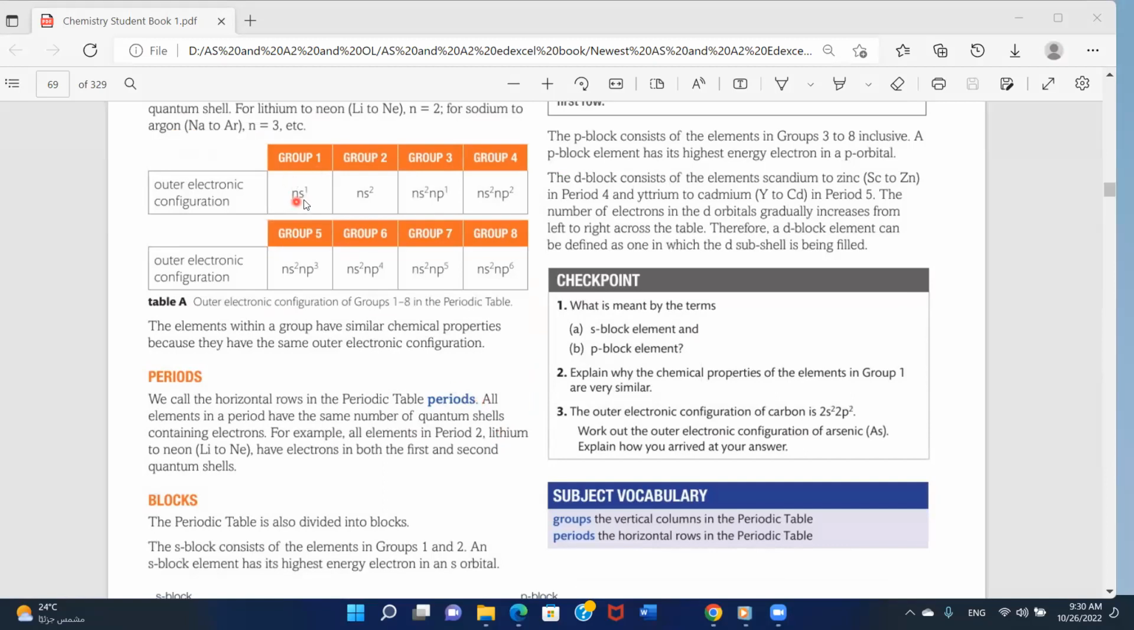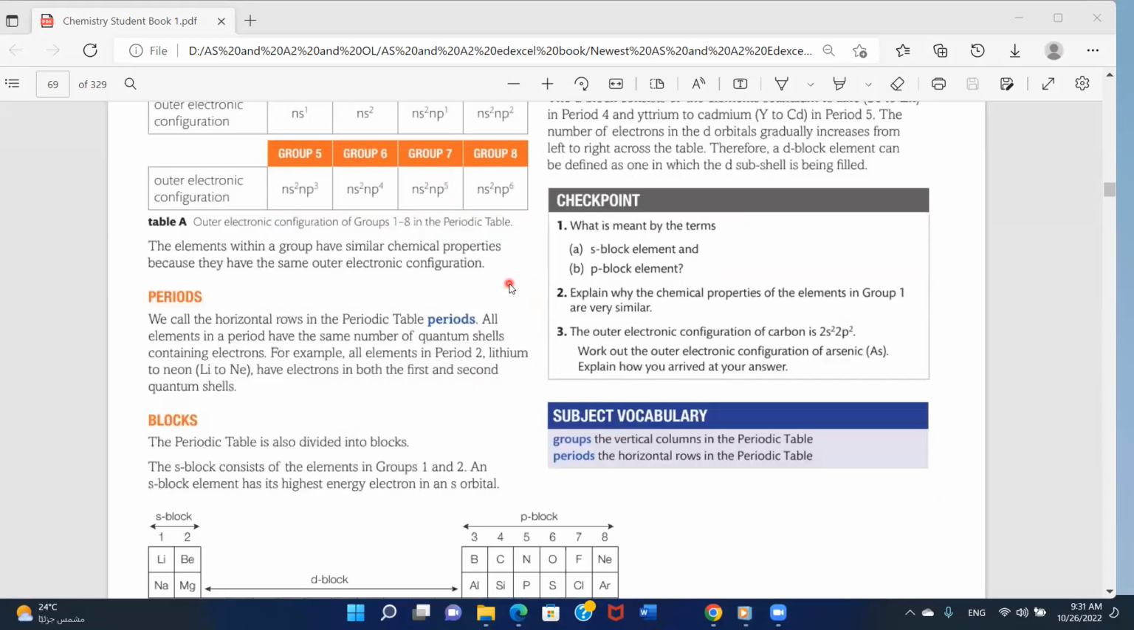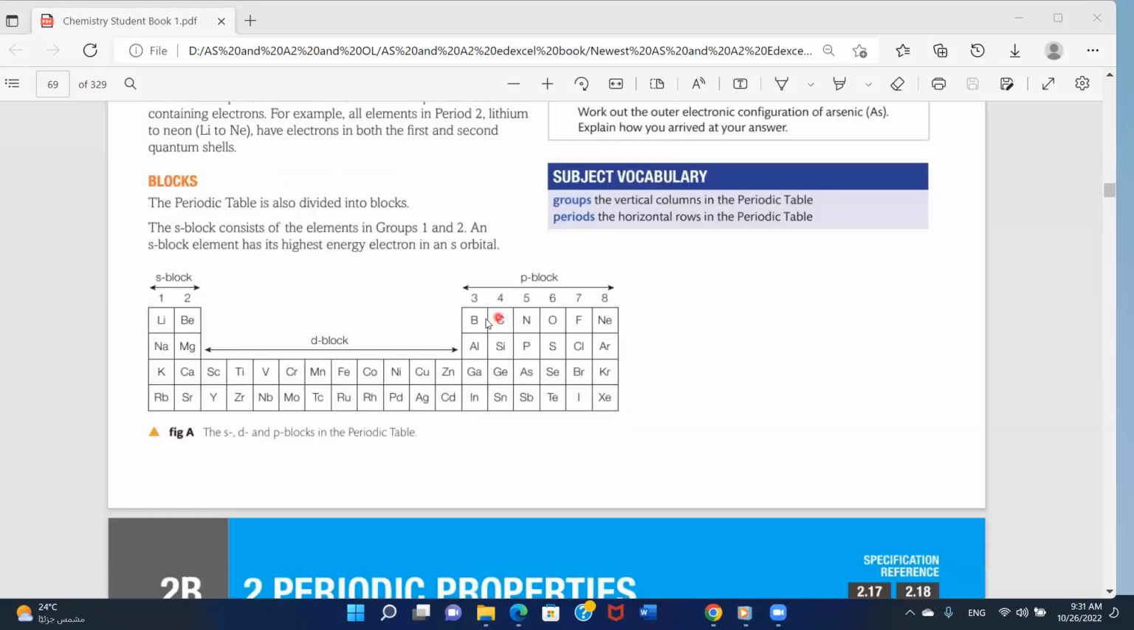Since all group 1 elements end up with s1, and all group 2 elements end up with s2, we call groups 1 and 2 the s block elements, because they end up with the s subshell. For groups starting from 3 to 8, you will find that all of them end up with the p subshell. That's why we call them the p block elements.